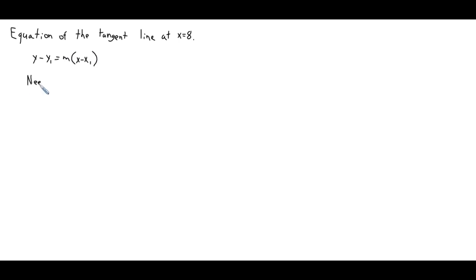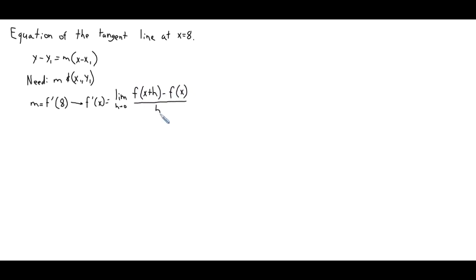And m is the slope of the line, and since it's the tangent line, we know that the slope of the tangent line is the derivative. And since it's at x equals 8, we're looking for the derivative at 8, or f prime of 8. So we said, okay, well, we know how to find f prime of x. It is the limit as h approaches 0 of f of x plus h minus f of x, all divided by h. So that gives us f prime of x, and then we plug in 8 to get m. So we're good on m.